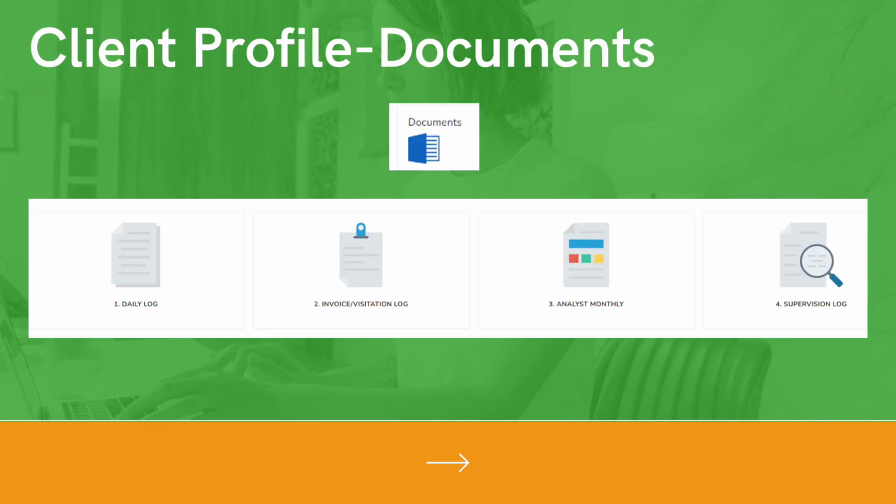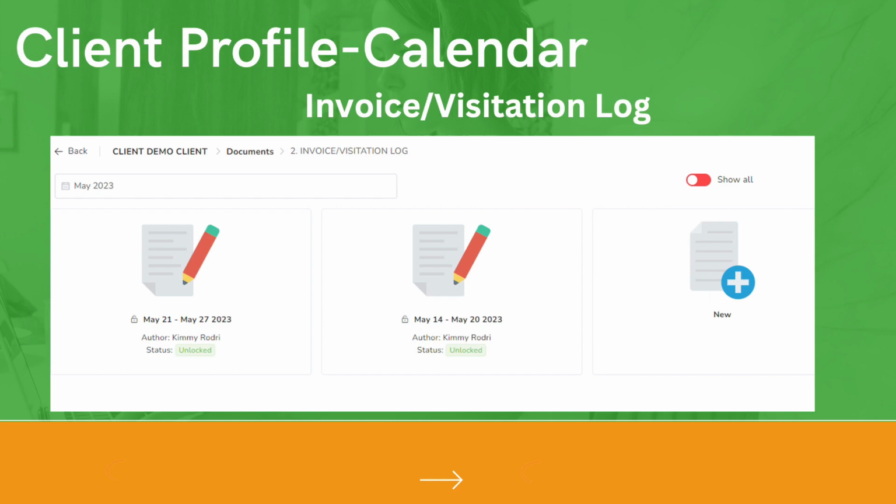Now, let's move on to the next document, which is the invoice/visitation log. This visitation log contains the paired signatures that were collected during each appointment, and it shows you total hours for the week. Each visitation log covers visits for a week, and you can access previous visitation logs by selecting the corresponding month in the upper left area.